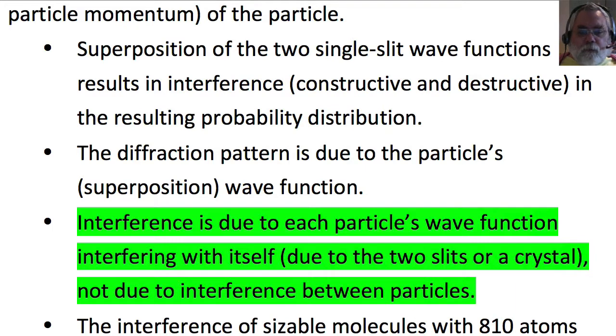Interference is due to each particle's wave function interfering with itself, due to the two slits or a crystal, depending on the experiment, not due to interference between particles. We could send particles through one at a time. We could send atoms or molecules through the experiment one at a time, and an atom will interfere with itself, a molecule will interfere with itself, and produce the probability distribution.